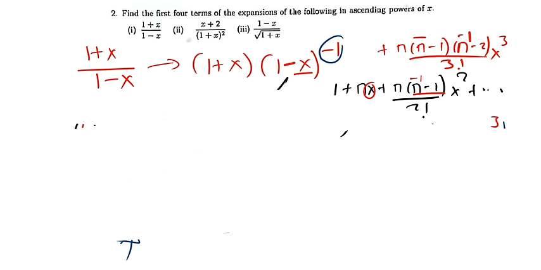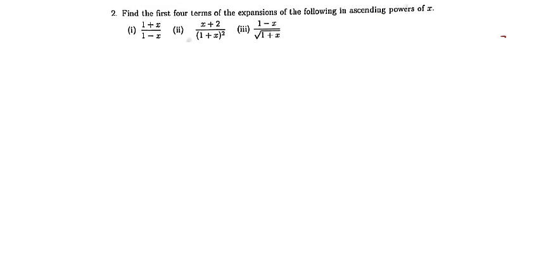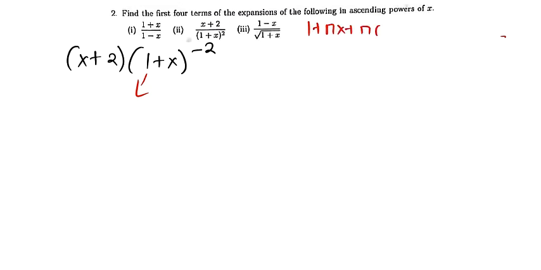So the same idea can be applied to all the other questions that we have here. So it's just the idea of you trying to see how you can manipulate what's on the bottom especially. So we have x plus 2 for the second one. If we bring what's down to the top, 1 plus x will be raised to the power -2. How can we expand it? Don't forget our formula, and then plus n minus 1, n minus 2, 3 factorial, x to the power 3.